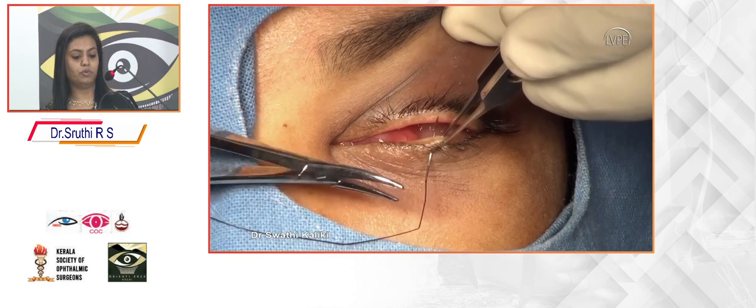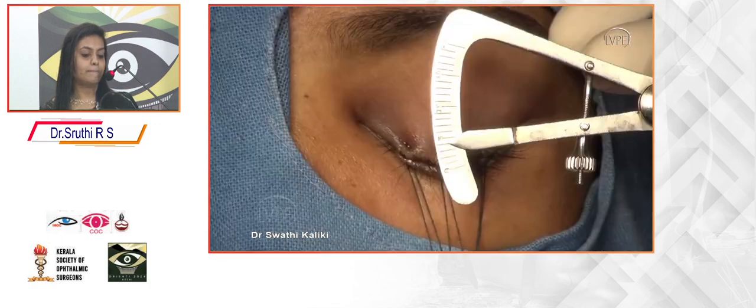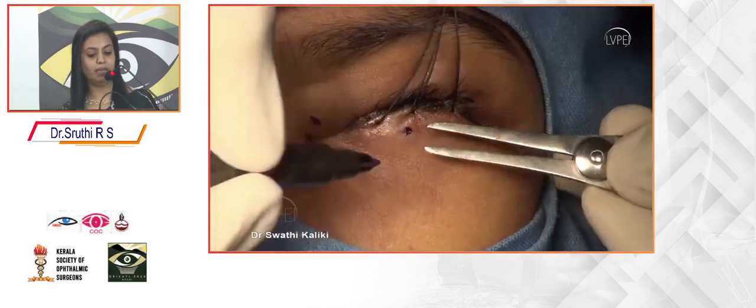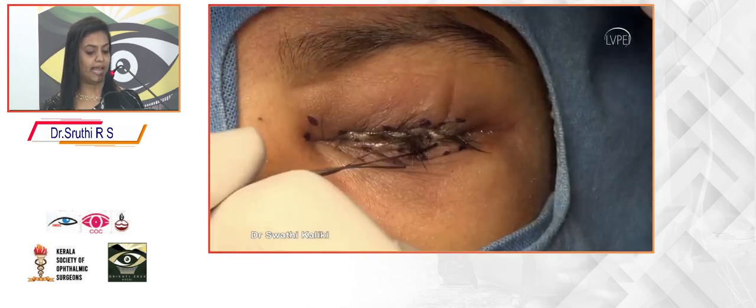So you will have to take a traction suture. This is basically the lid sparing technique of exenteration. Here we are marking a 4 millimeter mark with the help of calipers so that you are able to spare the eyelid.